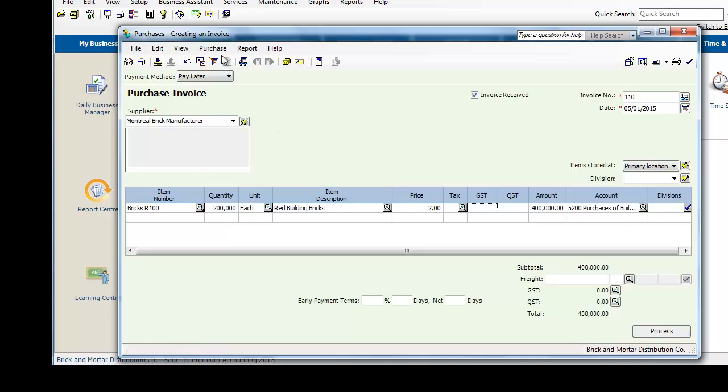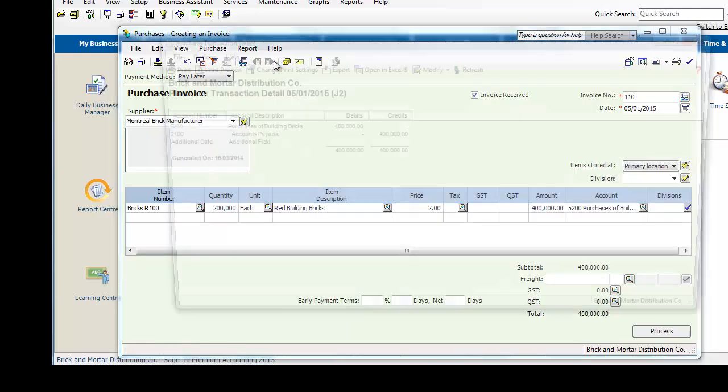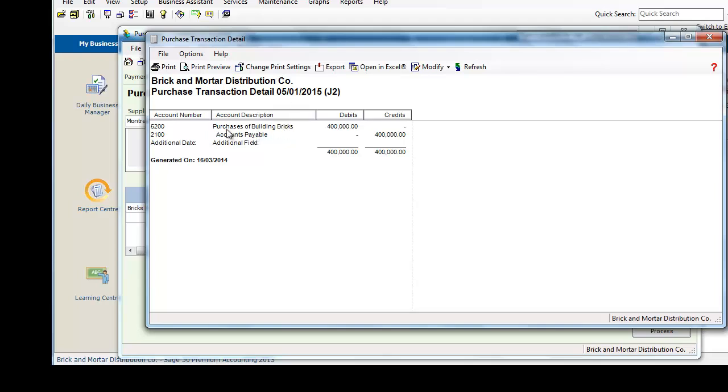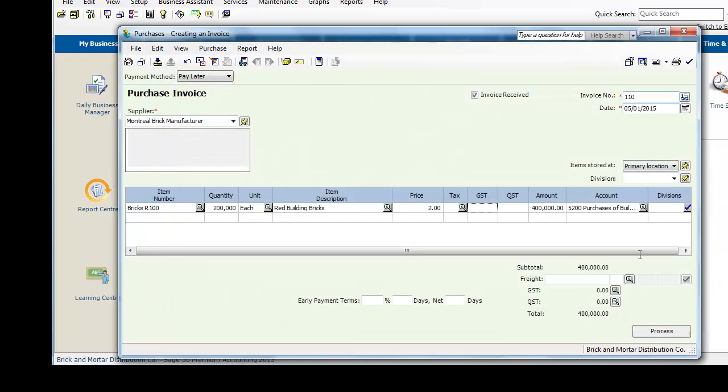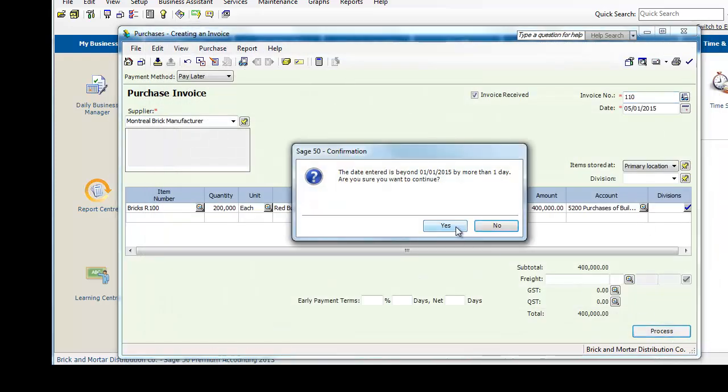Here I have pay later. You want to see the journal entry. Debit purchases on the income statement 400,000, and credit accounts payable. So we process this transaction.